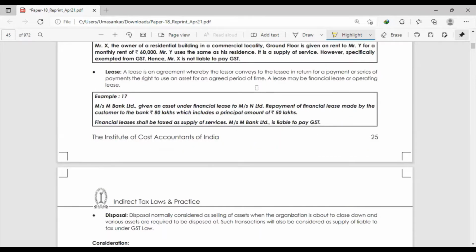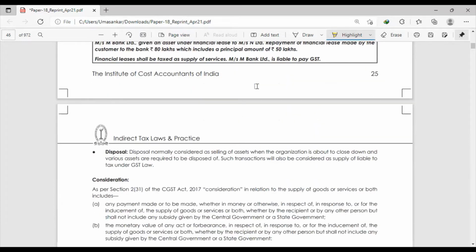Lease. A lease is an agreement whereby the lessor conveys to the lessee, in return for a payment or series of payments, the right to use an asset for an agreed period of time. Lease means there will be two parties, lessor and lessee. The lessor will be the actual owner and the lessee will use the property or immovable property. In return, he will pay some amount, a fixed amount or long-term amount, or one-time lump sum amount or monthly recurring payments. That will be lease.